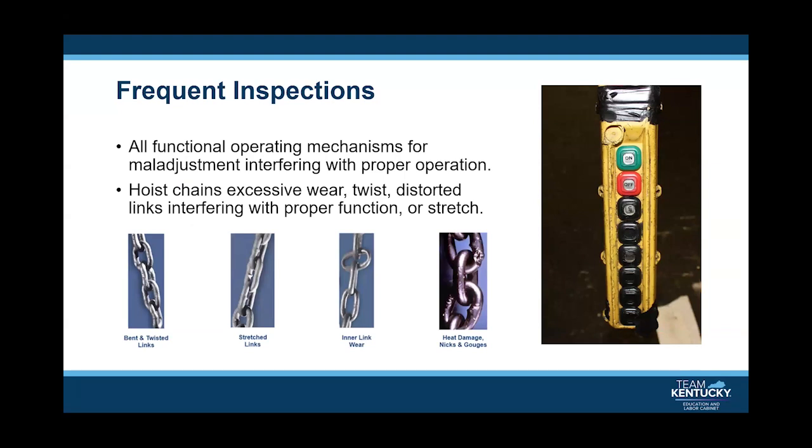Some of these items include all functional operating mechanisms such as remotes, pendants, and cabinet controls, to ensure they are in good working order, and to ensure that the controls are properly labeled. If a hoist uses a chain, inspectors will inspect it for excess wear, such as bent or twisted links, stretched links, and gouges.